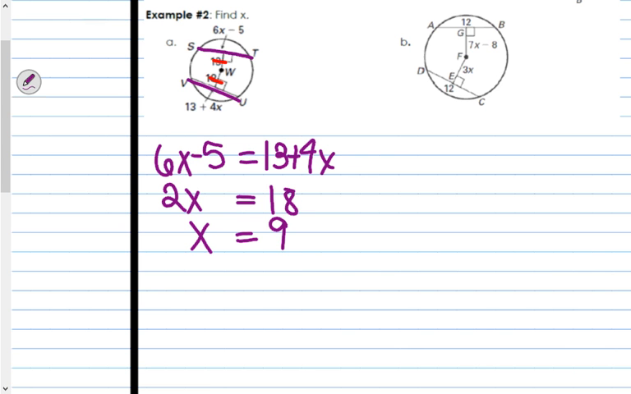So as a recap, if two chords are the same distance away from the center of the circle, they are equal to each other.